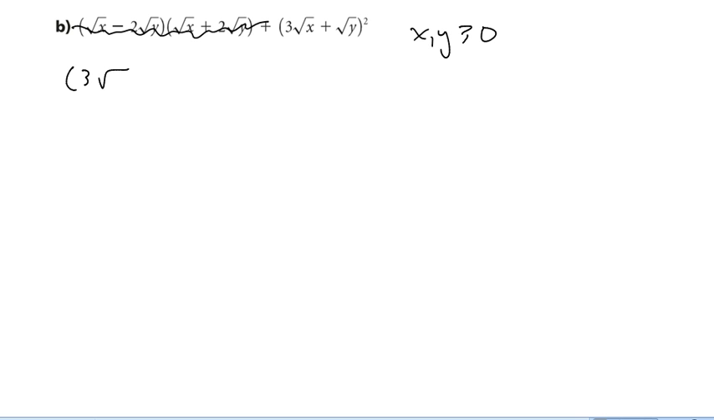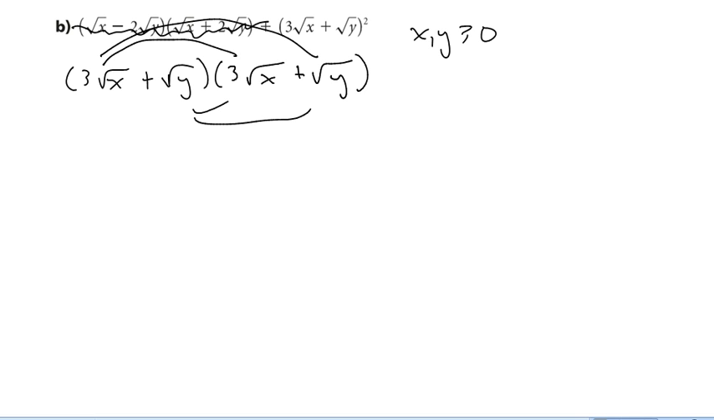And then we can rewrite this as 3 root x plus root y squared. Oops, that's what we already had. We need to write it as it times itself. And now just rainbow that in. And we get 9 root x squared plus 3 root xy plus 3 root xy plus root y squared.